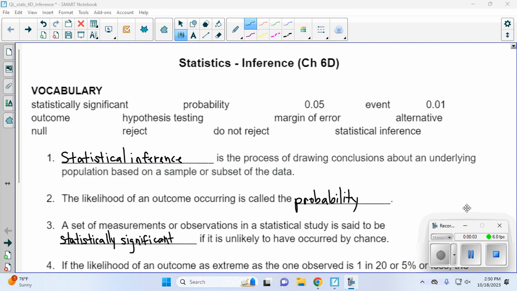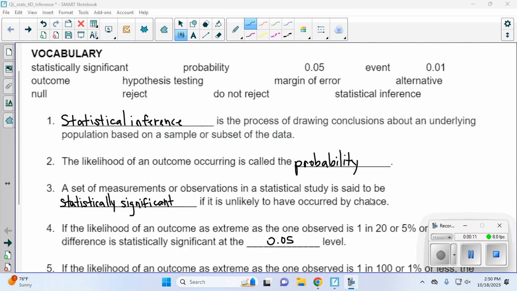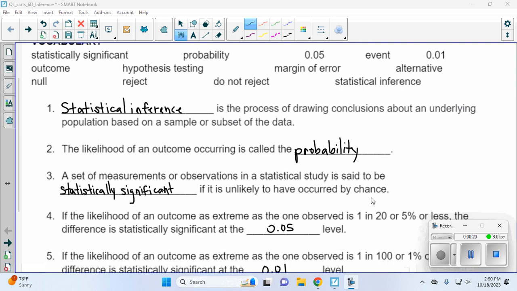In this video, we will look at statistics, particularly statistical inference. And here I have the vocabulary questions from your notes. Feel free to pause the video so that you can see these.